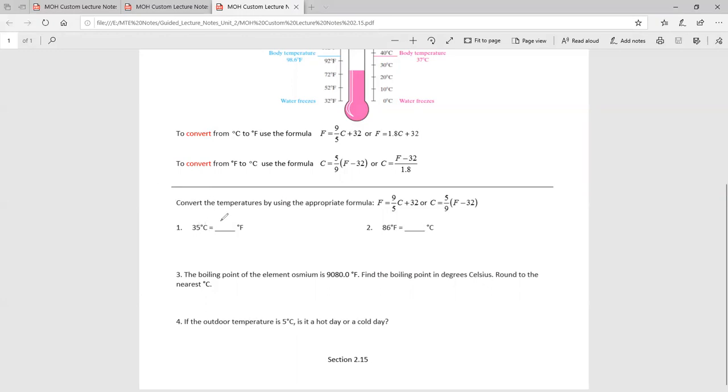So 35 degrees Celsius. Since we're starting with Celsius, we want to plug it into one of the F equals formulas, because if you plug it into one of the bottom ones, you'd have 35 equals all this stuff, and you'd have to algebraically solve for F, which we have not taught you how to do yet. If you know that technique, you can do it, but it's a lot easier to plug it into one of the tops. Again, I don't really have a preference for what you do. I always use the 9/5.